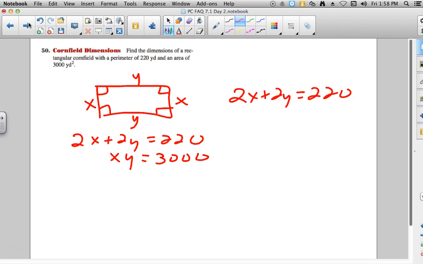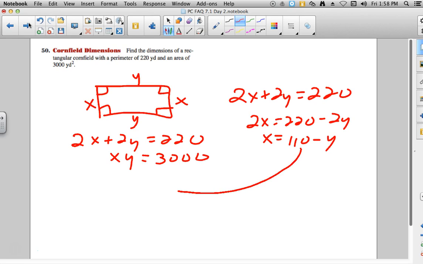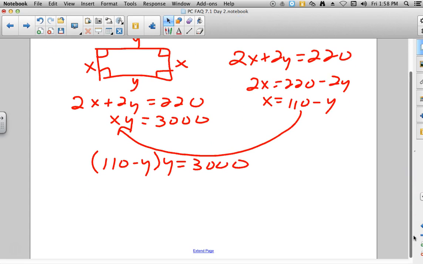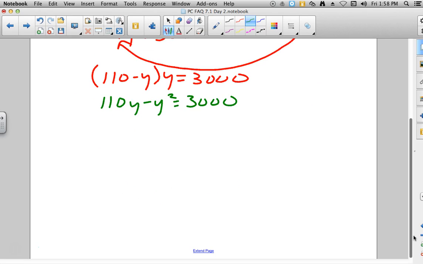So taking the first equation, recognizing everything here is divisible by 2, this would be an easy way to work through this. So x equals 110 minus y. That needs to go here. And away we go. We would distribute. Move everything over.